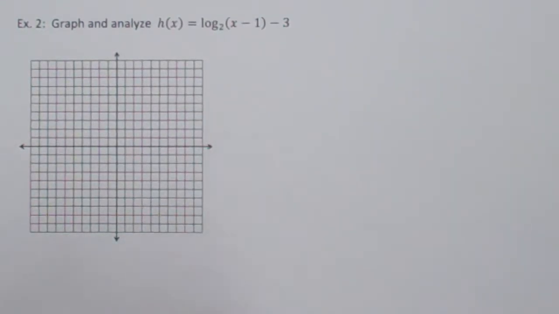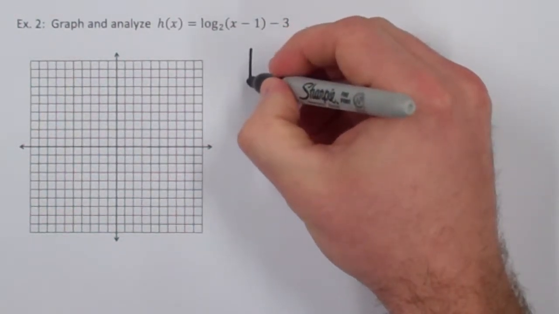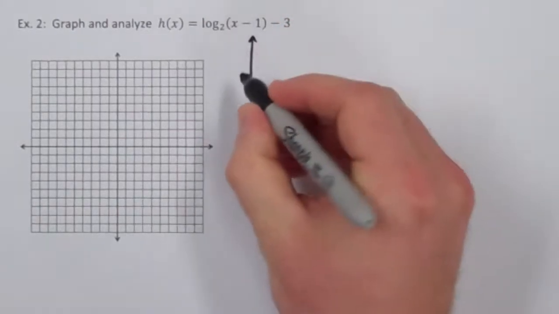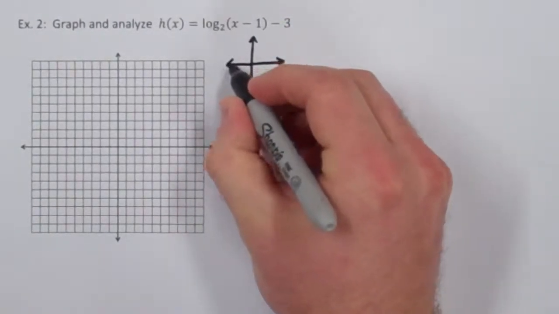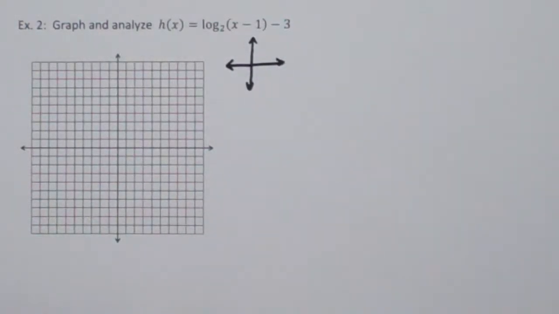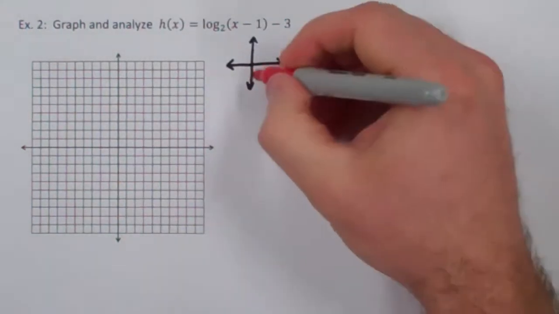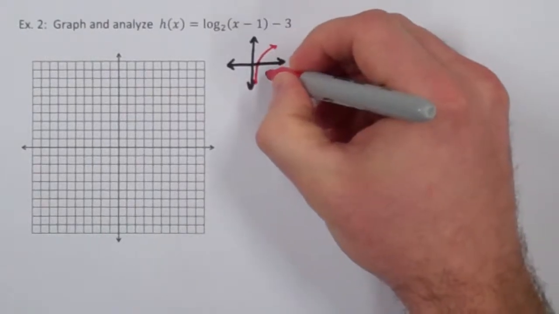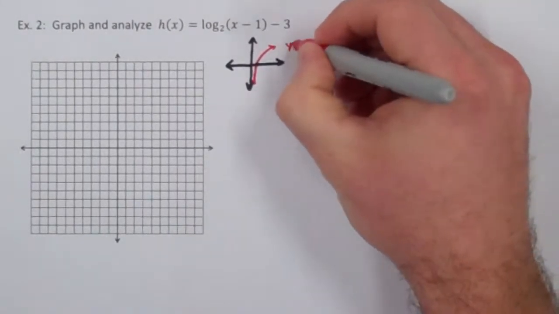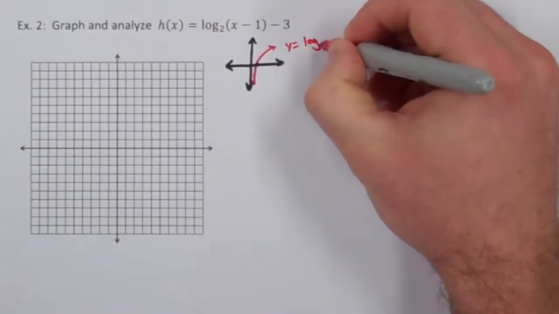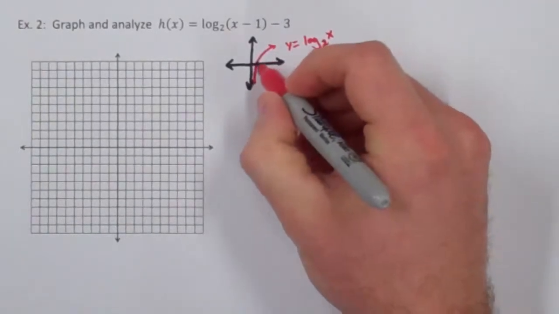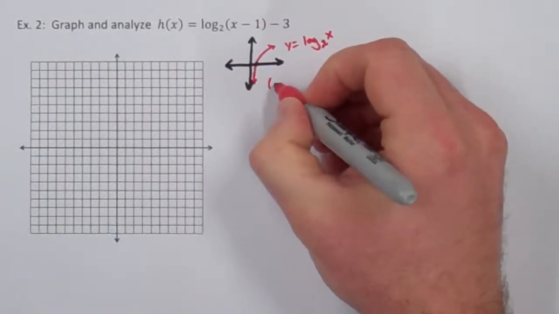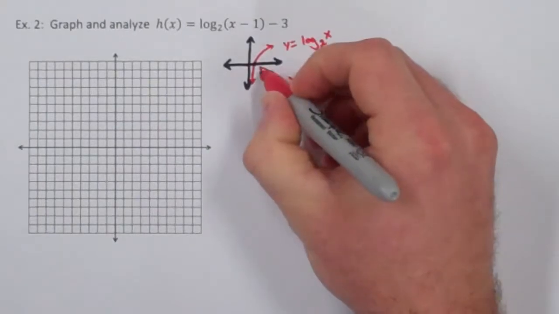If we just do a quick sketch of what we think this thing might look like, let me give you a quick sketch here of just a basic log base 2 of x. And what that's going to look like is this. There's a special point right here, and we'll just say y is equal to log base 2 of x. And so this point right here is (1, 0).